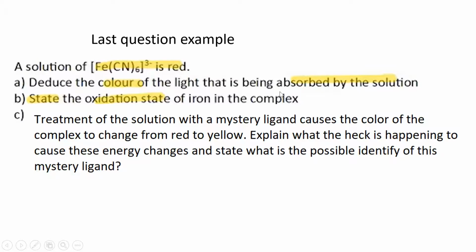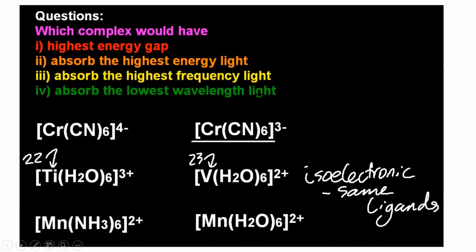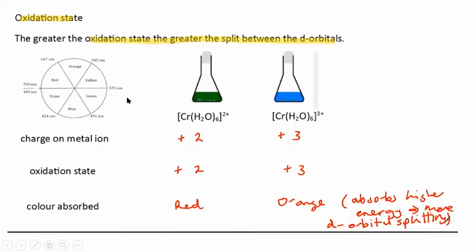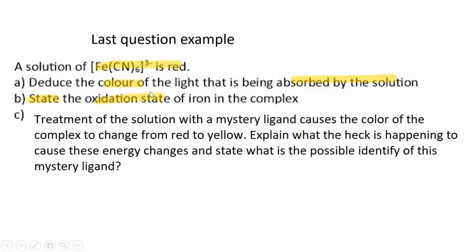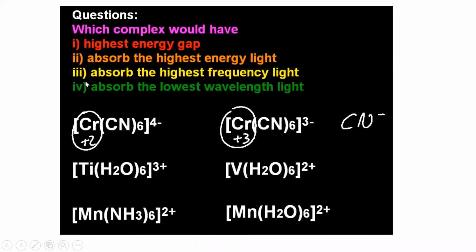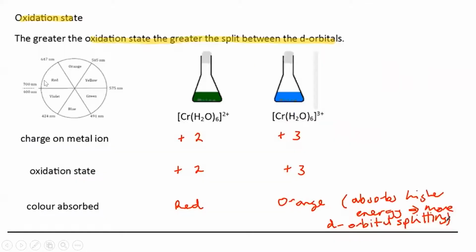Deduce the color of the light that is being absorbed by the solution. So I need to go back and look at my color wheel. They said that I have a red. So if I have a red color, I'm looking here, that means the complementary color is green. So if I see red, that means green is absorbed. So you will answer green for part A.